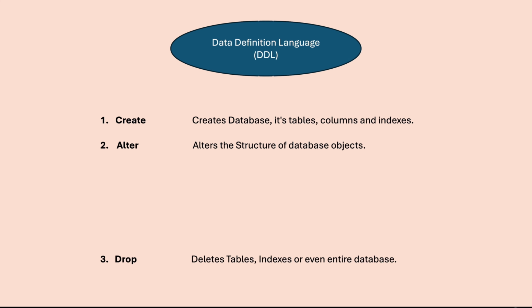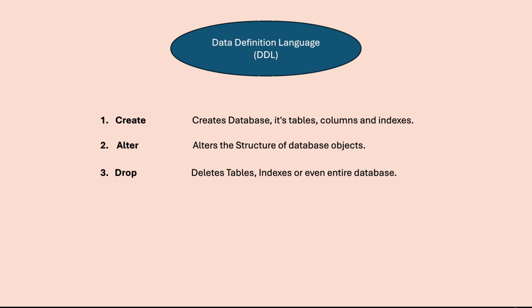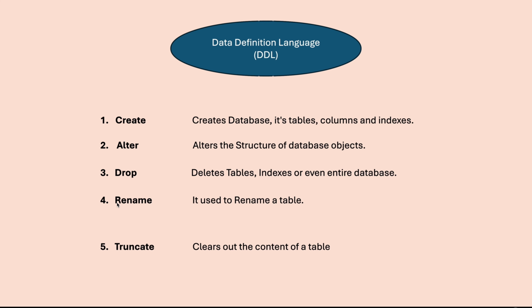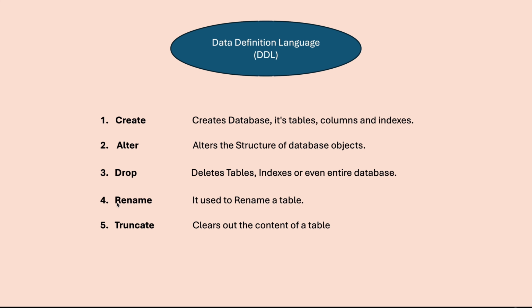Next one is drop clause. Drop clause is used to delete the tables, table indexes, or even the entire database. Next is rename clause. It is used to rename the database tables or views names. The last one is truncate clause. It helps us to delete all the rows at once while maintaining the table structure.